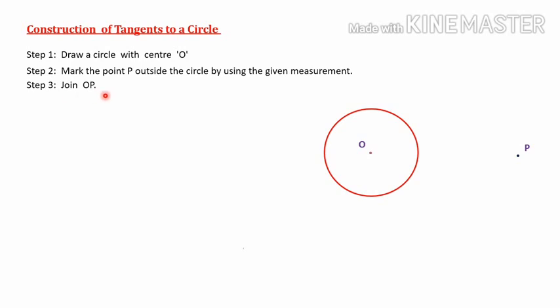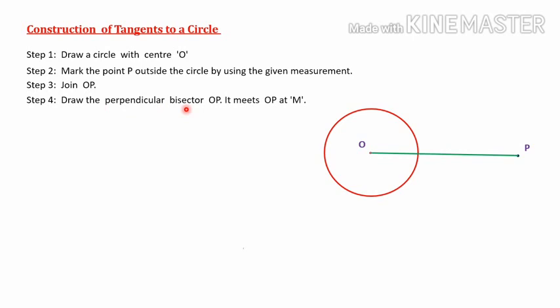Next is join OP. Then draw the perpendicular bisector of OP. It meets OP at M. So we know how to draw the perpendicular bisector of a line. Take your compasses and fix at P and take more than half of the length of the line segment OP and draw the arcs up and down. By using the same radius, fix at O. Cut these arcs. Then join the intersection of arcs and mark the midpoint as M.